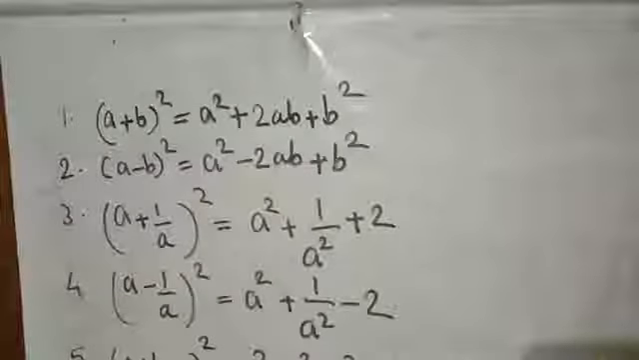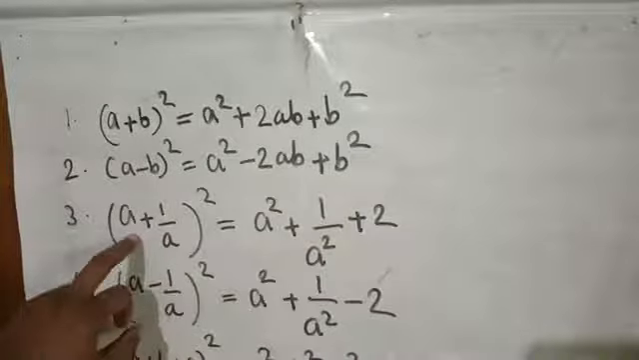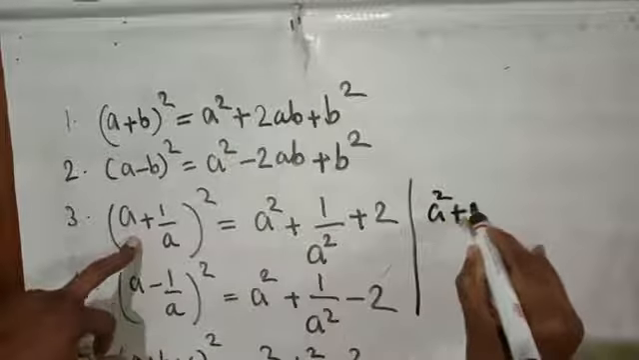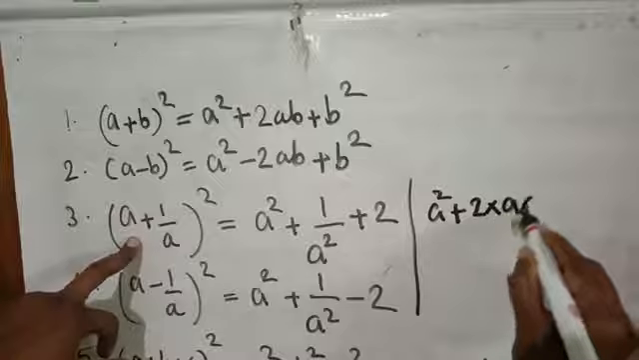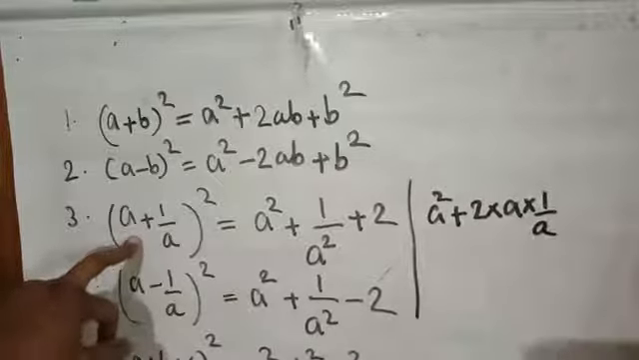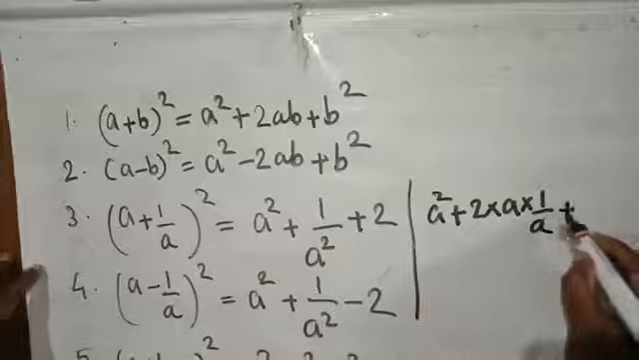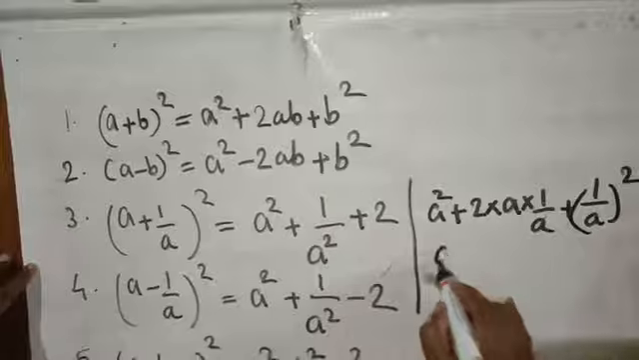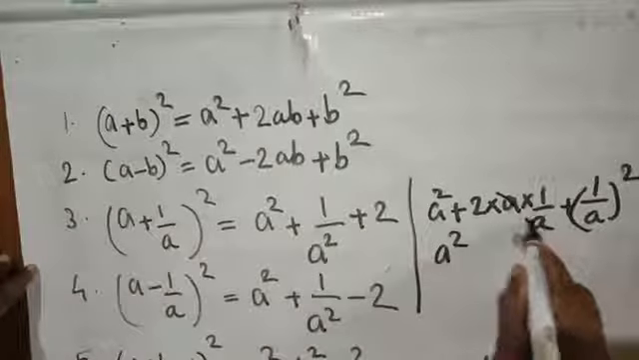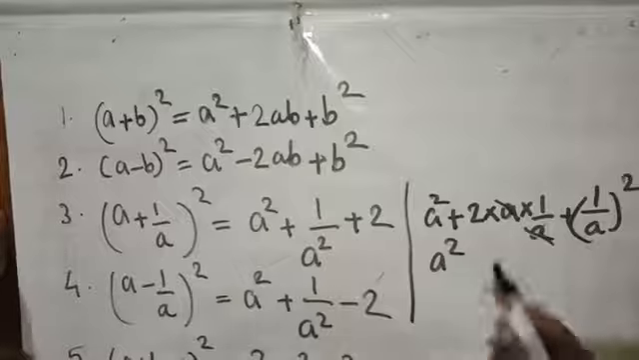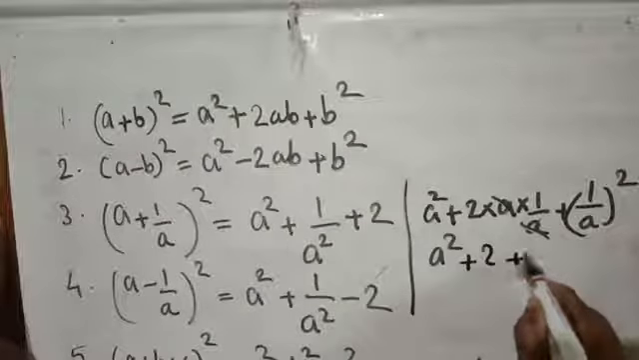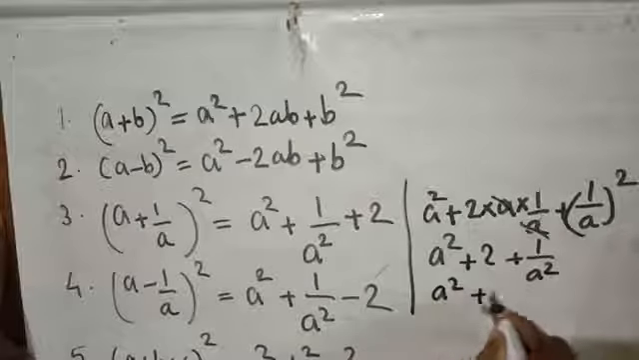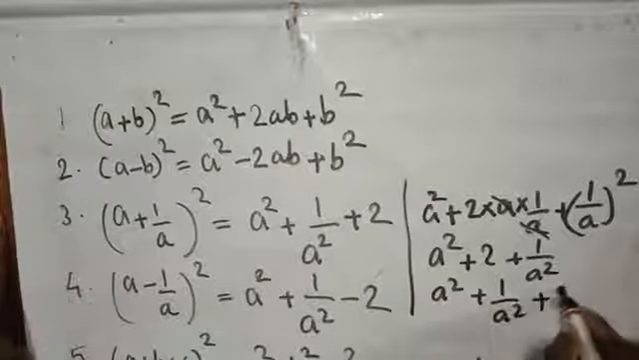We know that the square of the sum of two terms is equal to the first term square plus 2 into first term into second term plus second term square. Here the first term is a, the second term is 1 by a. So a square, plus 2, where the numerator and denominator a cancel, plus 1 by a the whole square. That is a square plus 1 by a square plus 2.